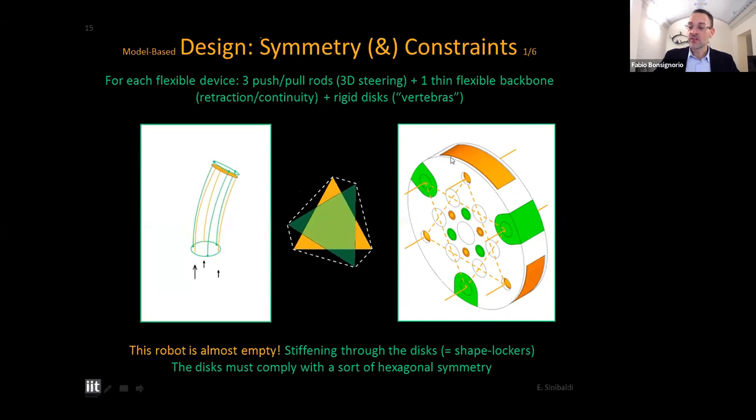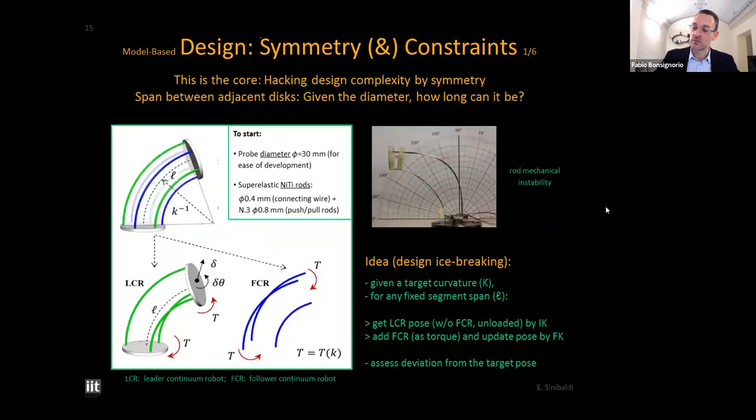So these disks, where everything should occur, you must stiffen or make your tool floppy with something happening within this disk here. They should respect this kind of hexagonal symmetry. And here is the core of the stuff.